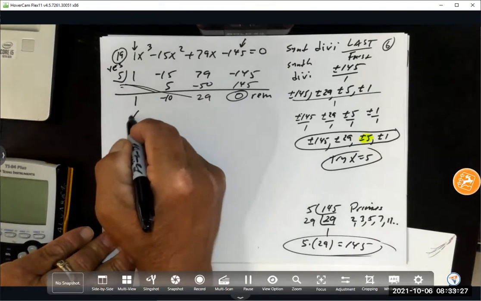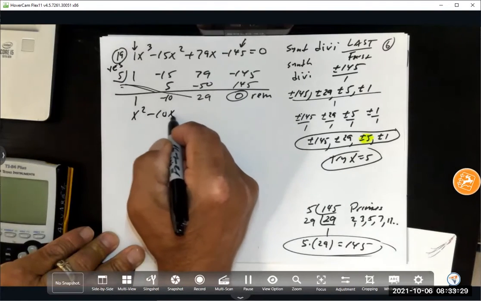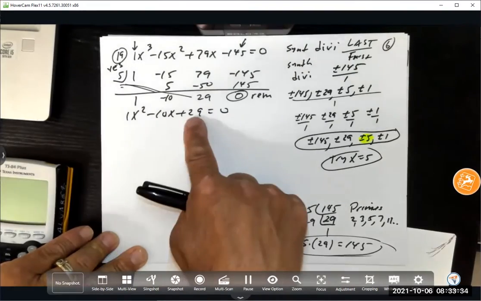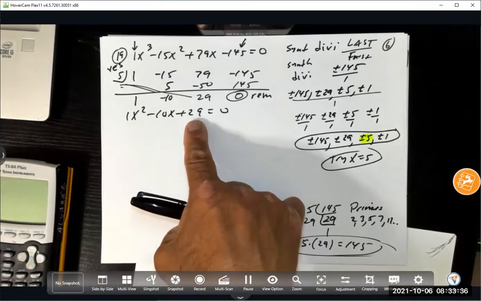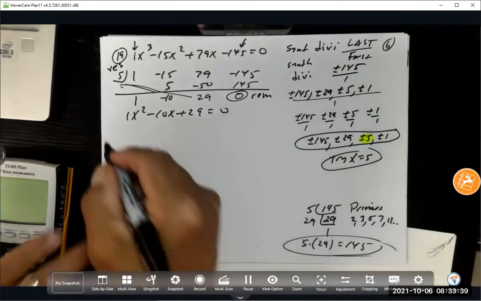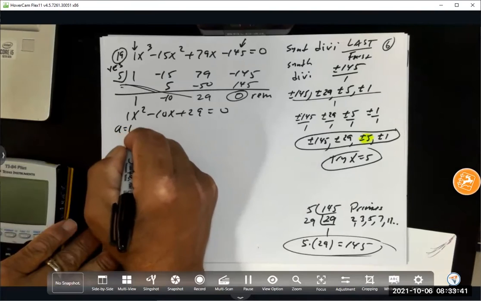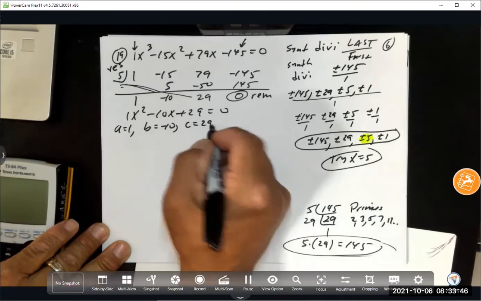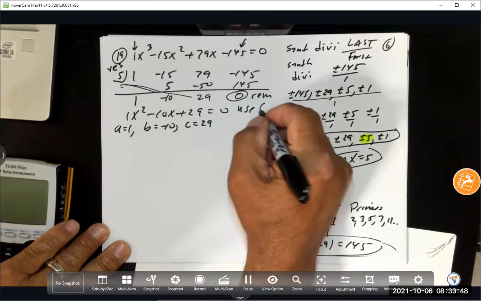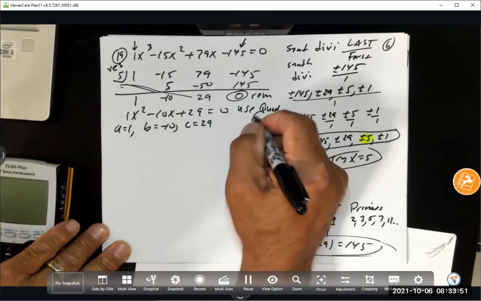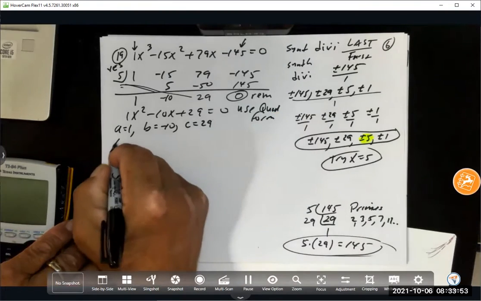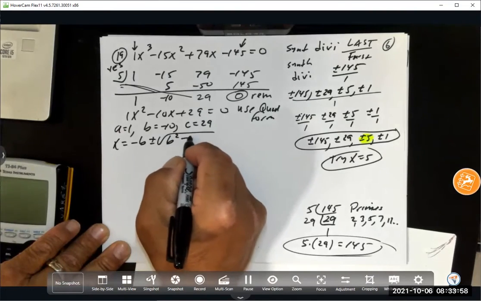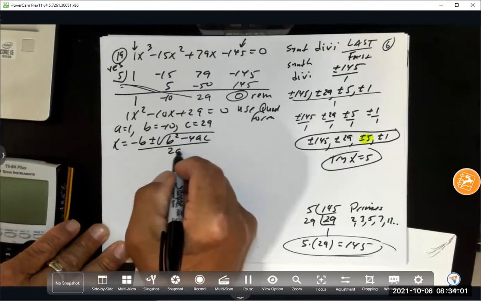Now, what's left over is this, x squared minus 10x plus 29. I'm gonna set that equal to 0. The last number is 29. The only two numbers that work are 29 and 1, and that's never gonna make 10. So I'm just gonna do the formula. Quadratic, ready? a is 1, b is minus 10, and c is 29. And I'm gonna use what? The quadratic formula.